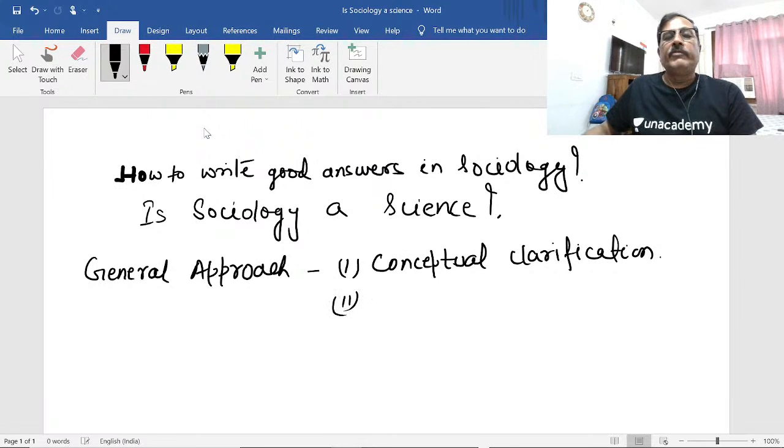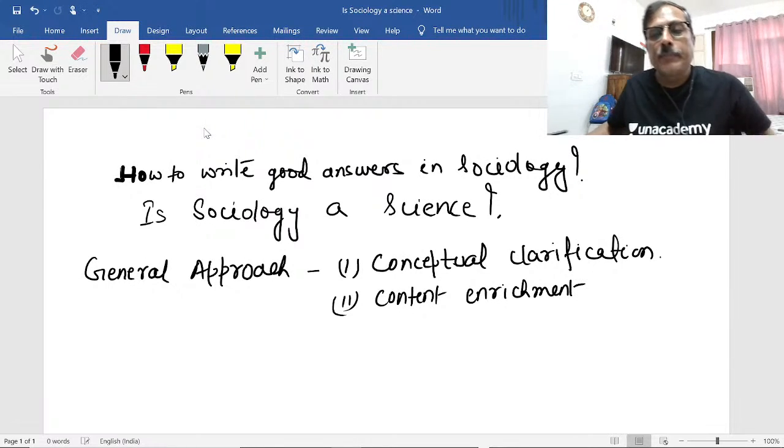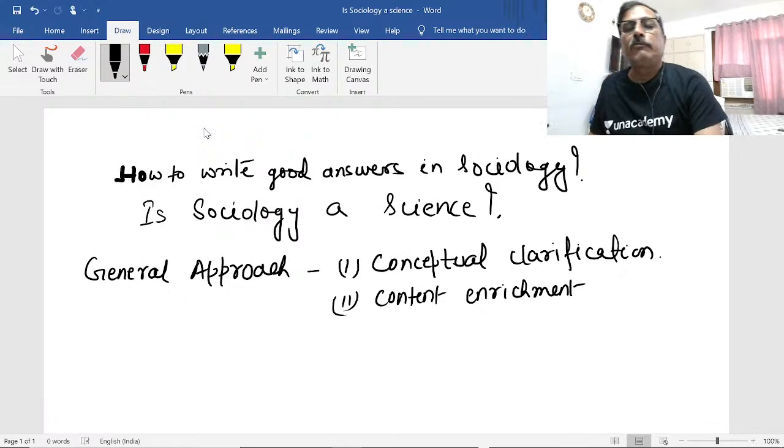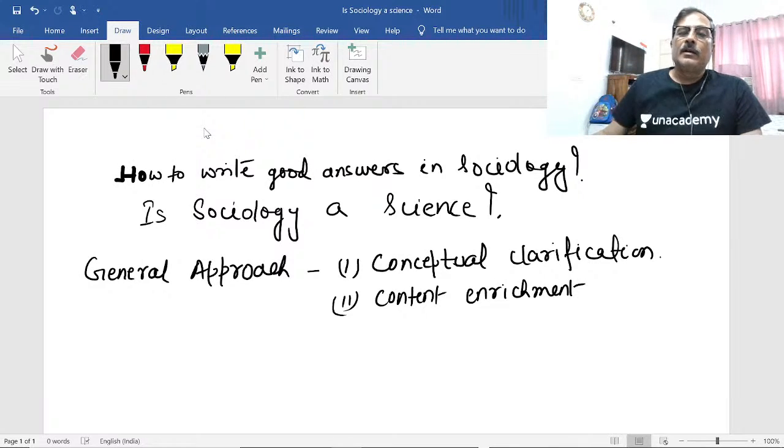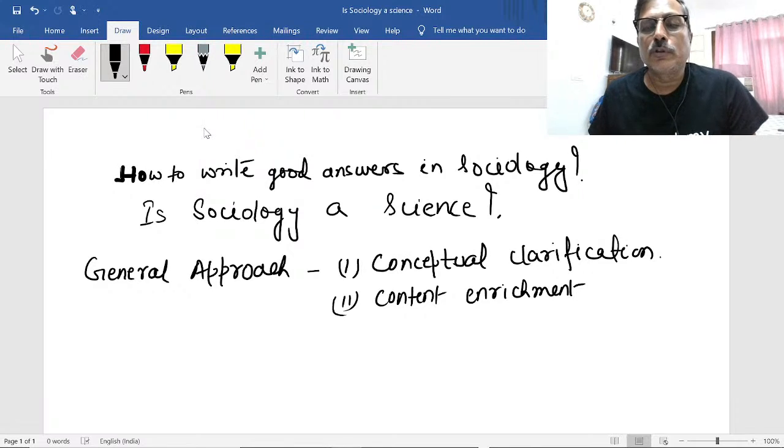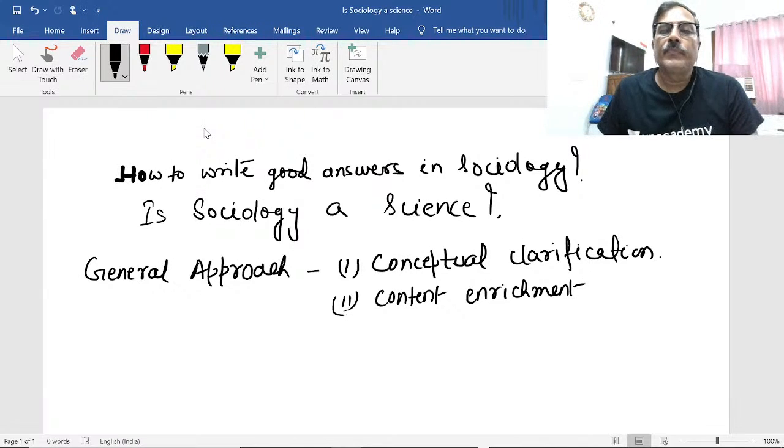Second, we need a threshold of content. So content enrichment, that is, you must have sufficient information on the topic, in its diversity, both the positive as well as the negative aspects of that term. And unless you have the information, it would be very difficult to write a good answer.